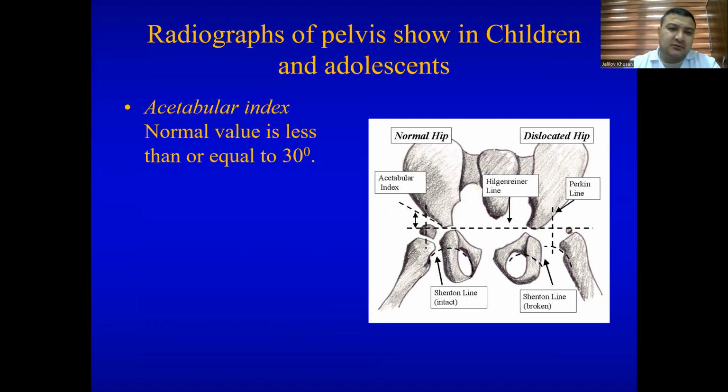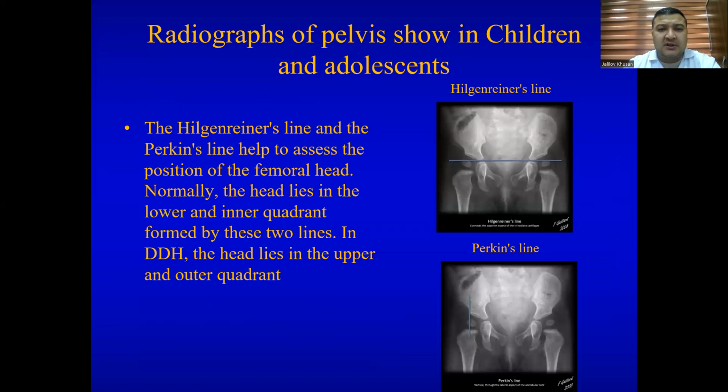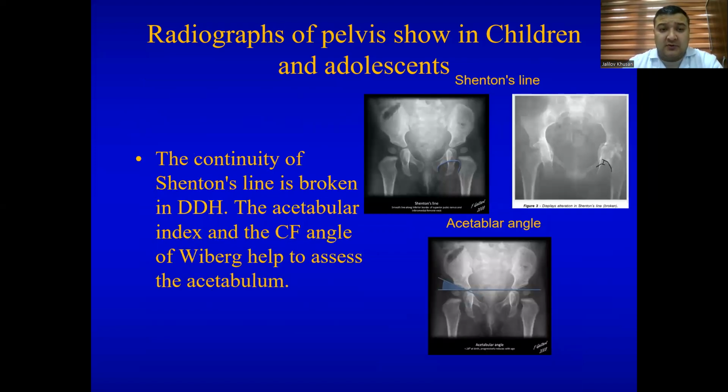Acetabular index, normal value is less than or equal to 30 degrees. CE angle of Wiberg, the normal value is 15 to 30 degrees. The Hilgenreiner's line and the Perkin's line help to assess the position of the femoral head. Normally, the head lies in the lower inner quadrant formed by these two lines. In DDH, the head lies in the upper and outer quadrant. The continuity of Shenton's line is broken in DDH. The acetabular index and the CE angle of Wiberg help to assess the acetabulum.